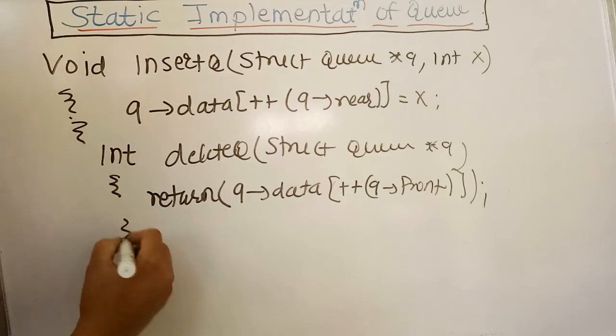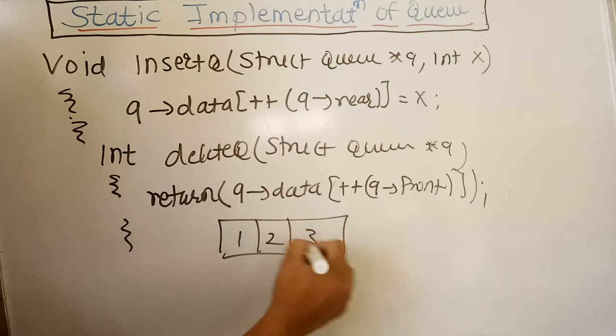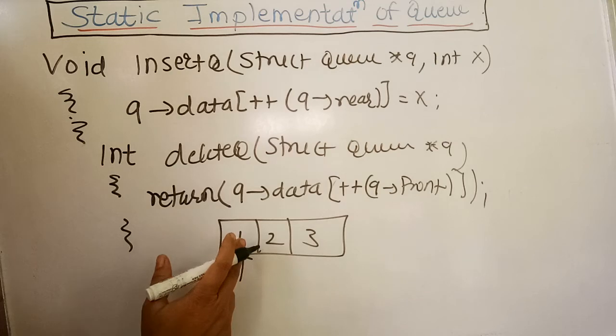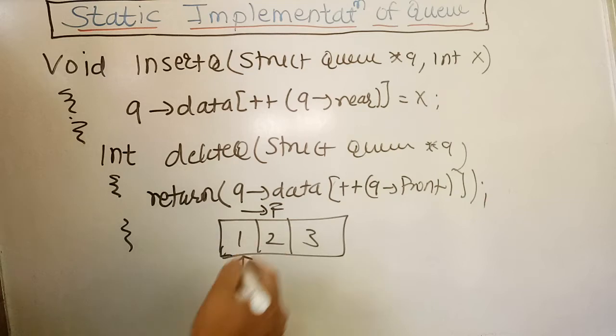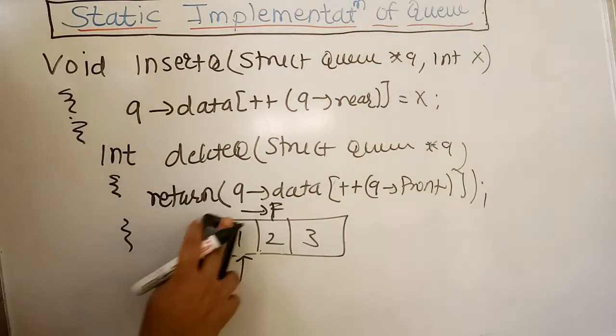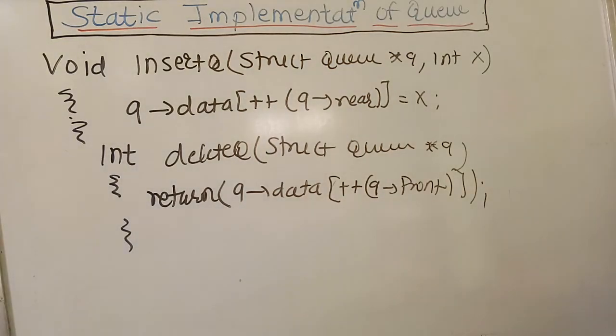What does this actually perform? For example, these are the data elements, that is 1, 2, 3. We have to delete the front data element. Then we will return the data of this and advance the front to the next position, that is plus plus front. So it takes the data from it and advances to the next position. This is known as deletion of data from the queue. So this is all about the different functions related to queue. Now let us see how to call them in the main section.